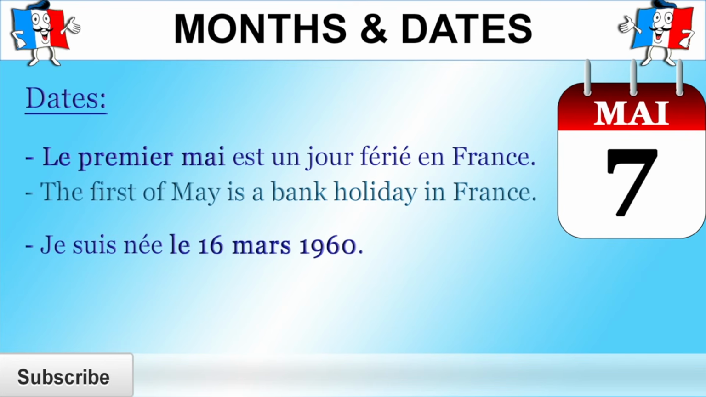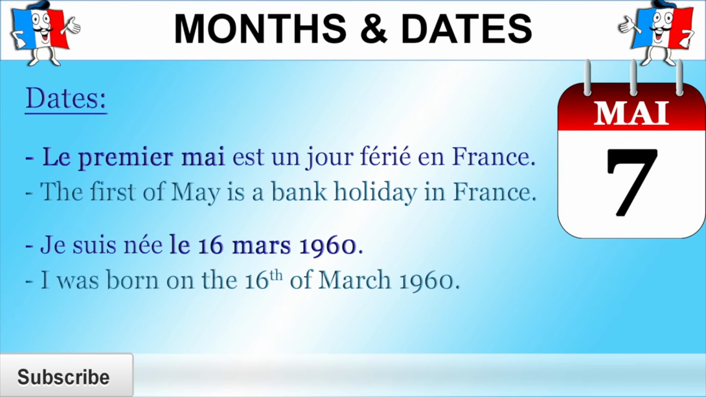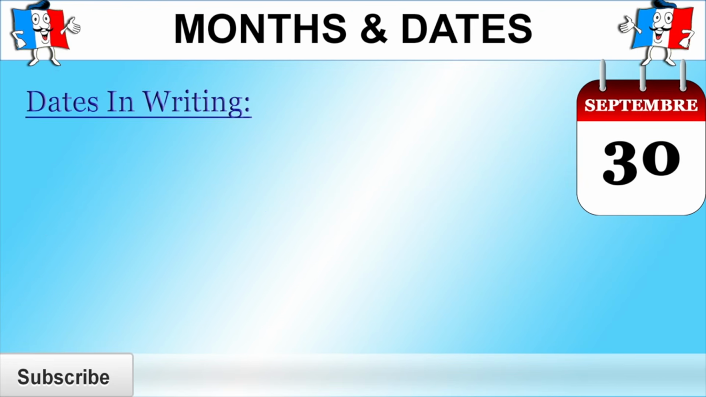Je suis né le 16 mars 1960. Je suis né, I was born, le 16 mars 1960, on the 16th of March 1960. The literal translation for le 1er mai would be the 1st May, and the word-for-word translation for le 16 mars 1960 is the 16 March 1960. So now you know how to tell the date. Let's learn how to write it.